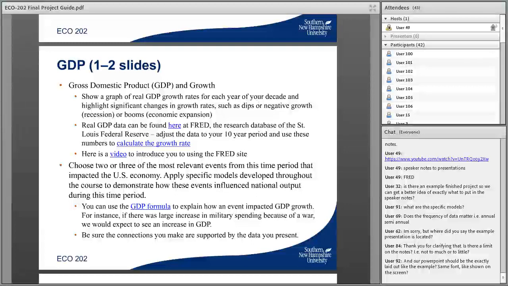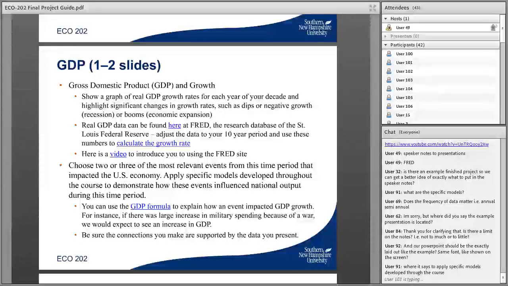Emma, you're referring to models. Which models are you referring to? You don't need any models for the GDP slides. Specifically, you will need to use some models or examples in the next slide. For the GDP, all you need to do is identify the GDP and growth trends. Now, it's really important that you identify the growth trends, which is the percentage change per year.